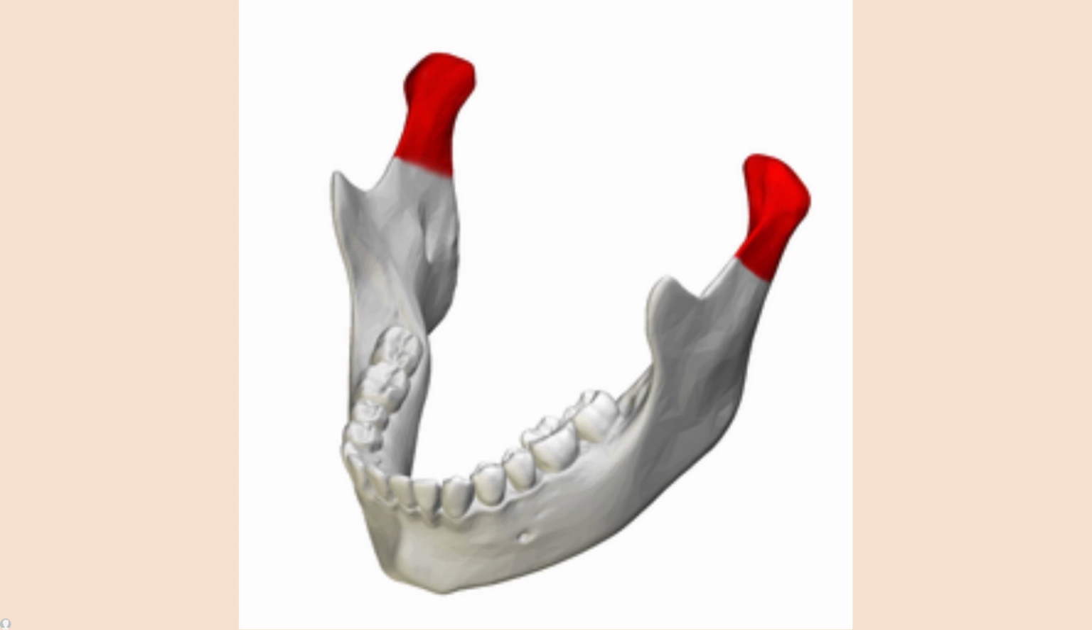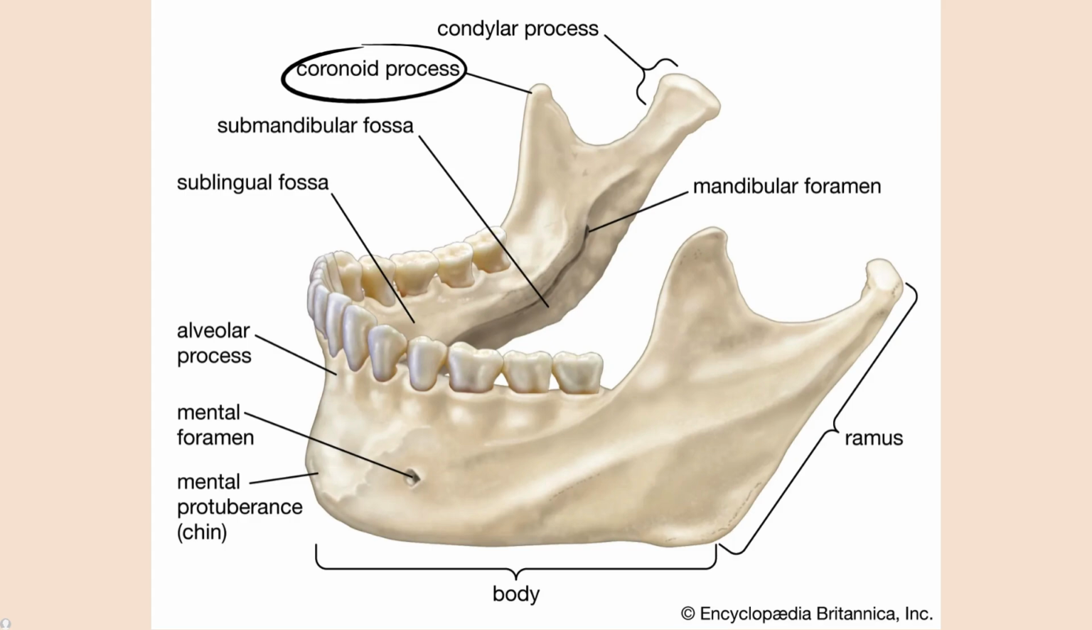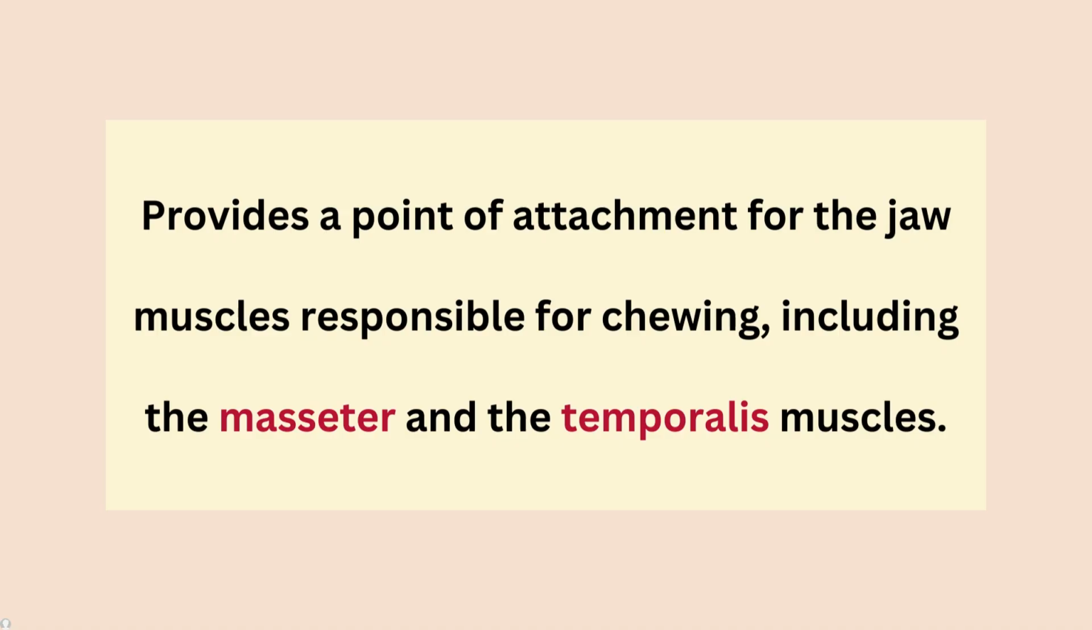Here is a clearer picture showing you the exact location of the condylar process, which is also referred to as the condyloid process. Secondly is the coronoid process. The coronoid process provides a point of attachment for the jaw muscles responsible for chewing, which are the masseter and the temporalis muscles.